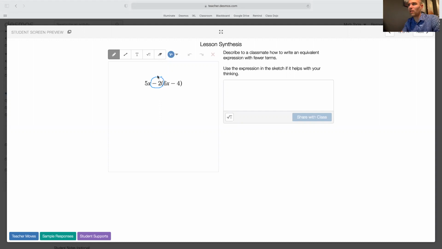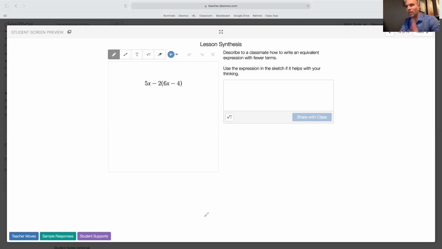What they'll do is they'll distribute negative 2 to 6x and get negative 12x like they should. And they'll distribute negative 2 to negative 4 and get positive 8 like they should. But then they'll write a minus sign in front of all that because there was a minus sign here, not thinking, oh wait, I already took care of the minus sign by distributing it. And now everything in front of my new term should be a plus sign.